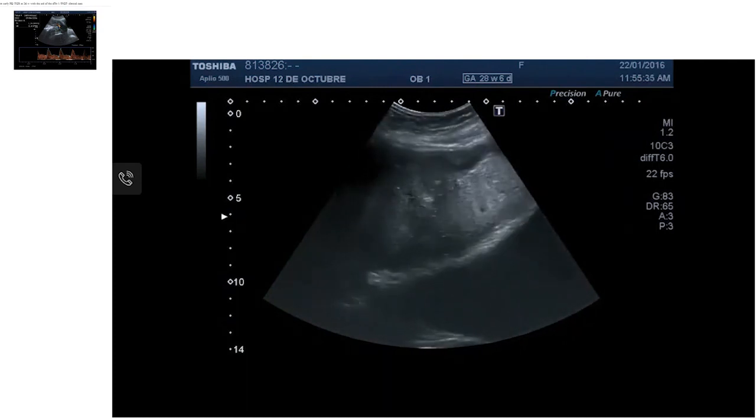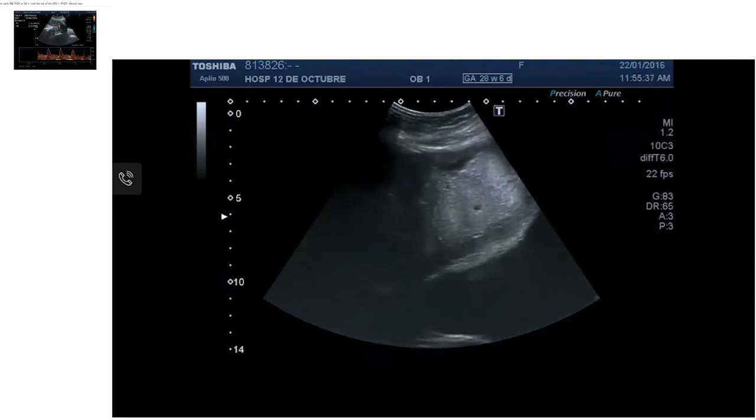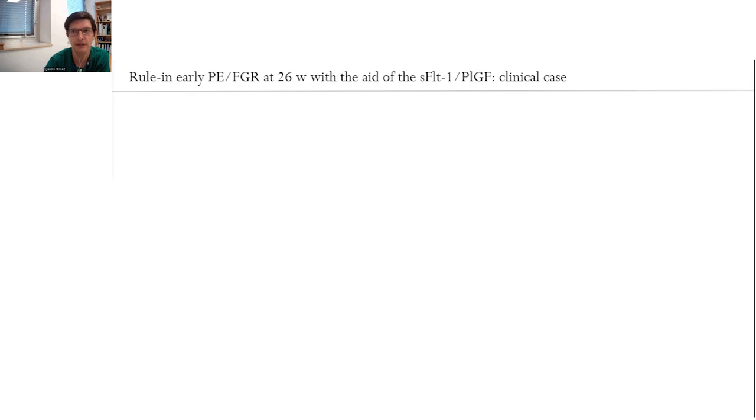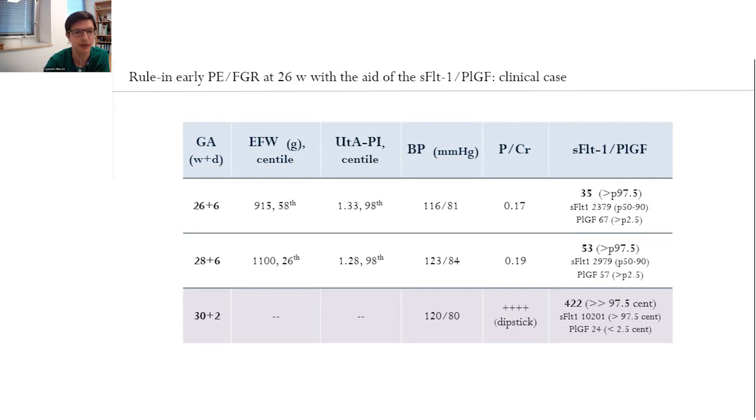Of course, we educated the patient to be very careful. If she had contractions, she should go to the emergency room. And this is what she did. At 30 weeks, she felt contractions and she came to the emergency room. The CTG was not completely reassuring, so my colleagues measured the ratio again, and it was very high, 422. And they sent her to our fetal medical unit.